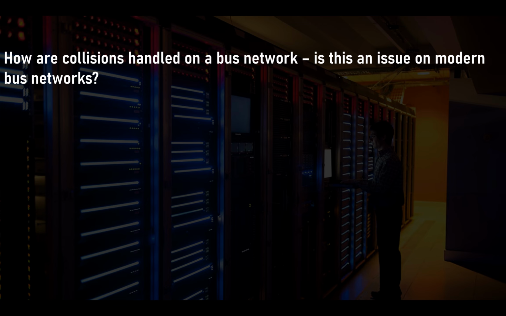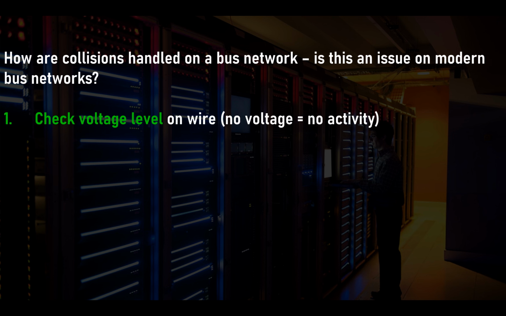Then I think maybe this is the last question. How are collisions handled on a bus network? And is this an issue on modern bus networks? So hopefully you remember CSMA/CD, carrier sense multiple access with collision detection. Let's see how this works then.